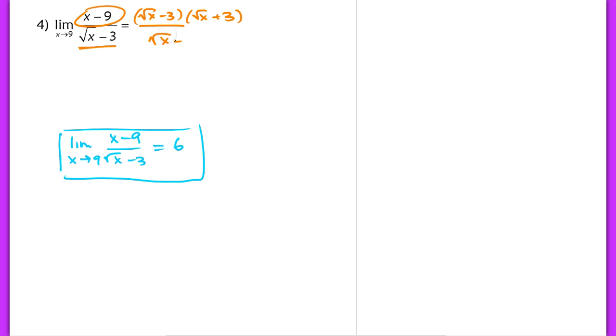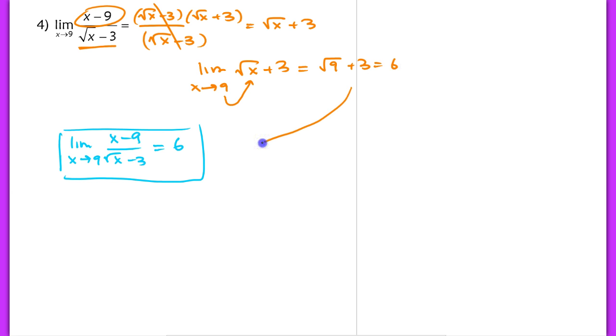So that root x minus 3 in the denominator will cancel the root x minus 3 in the numerator, leaving you with this function root x plus 3. So we're going to find the limit as x approaches 9 of root x plus 3. If I evaluate again when a is equal to 9, I have root 9 plus 3, which is 6. So the limit as x approaches 9 of x minus 9 over root x minus 3 is going to be 6, no matter which method you choose here.